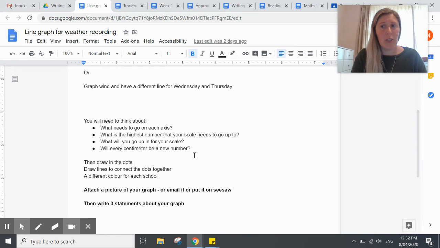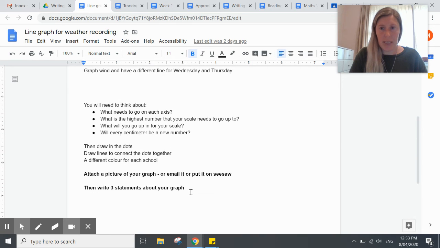Then again, you're going to draw in your dots, looking at about where they intersect. Draw lines to connect them in a different colour for each of them. And then you're going to attach a picture of your graph and then write 3 statements about your graph.